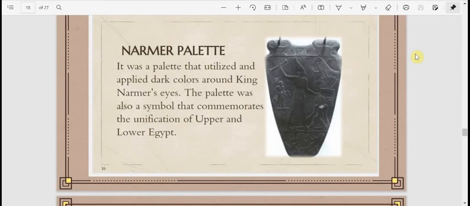Okay, so makikita natin dito yung achievement ni King Narmer, napag-isa niya yung Upper and Lower Egypt, and he became the first king of these two places or kingdoms.